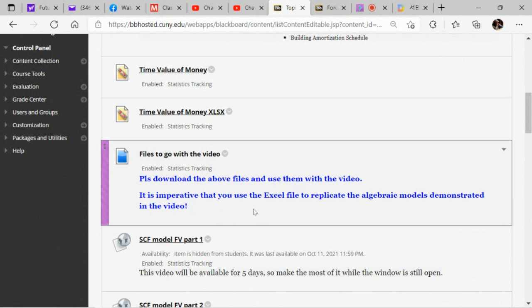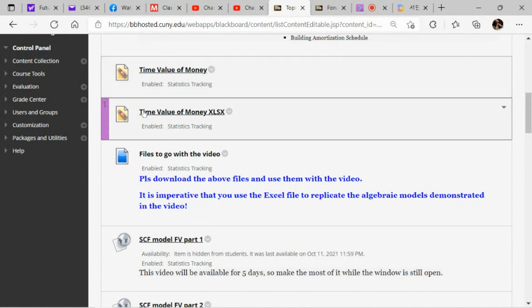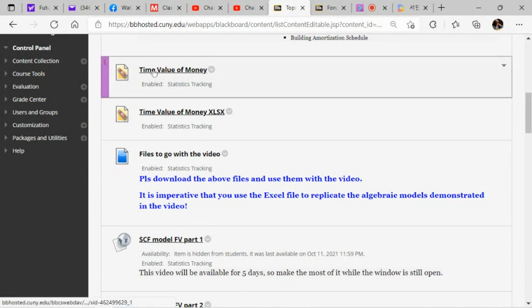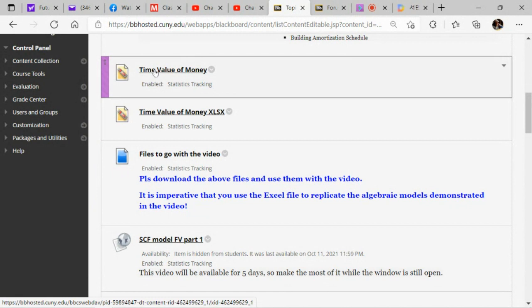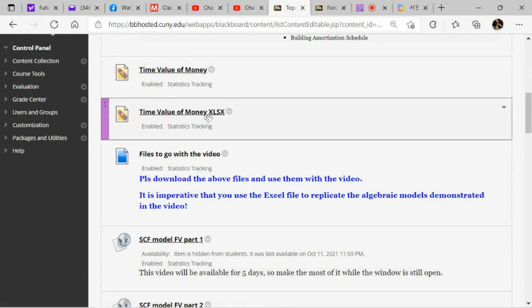It is imperative that you use this Excel file to replicate the algebraic models demonstrated in the video. So you must download this. This is clearly an Excel file, but this is a PDF file, and this one says Excel XLSX. That's the extension of an Excel file, right? So you should have downloaded it and used it as you're watching the main lecture videos.